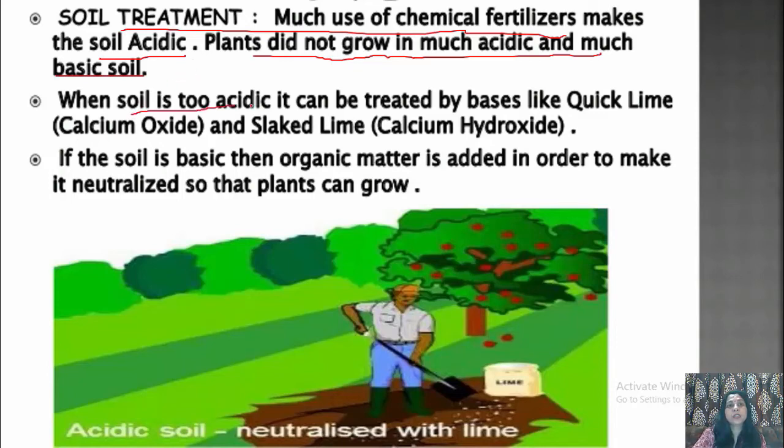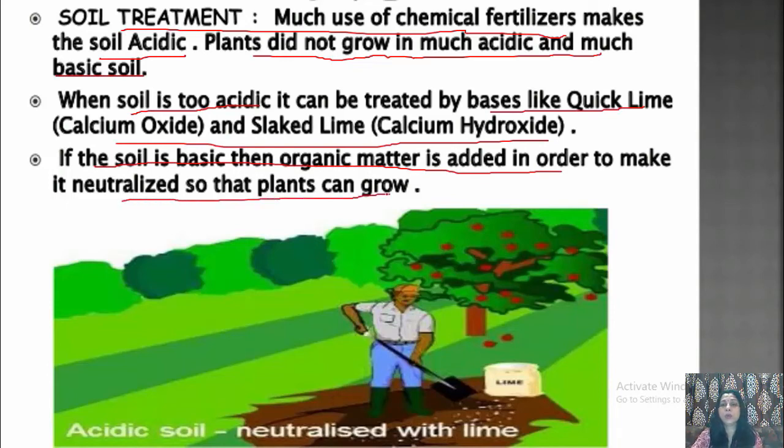So when soil is too acidic, obviously we will mix it with a base like quicklime, calcium oxide, and slaked lime, calcium hydroxide. When this acid reacts with the base, it neutralizes its effect. And if the soil is basic, then organic matter is added in order to neutralize it so that plants can grow.